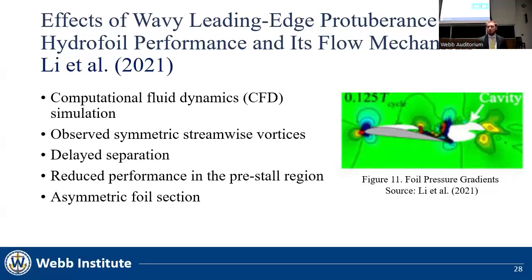Conducted CFD on foils with and without tubercles to determine their effects. They used a CFD simulation to model stall and cavitation. Figure 11 shows the results of one of their simulations. In this image, the gradients represent the pressure surrounding the foil, and the white area depicts the region in which cavitation was experienced. They did in fact see a reduction in cavitation with the addition of tubercles. They also observed that the tubercles create symmetric streamwise vortices, which help to delay the separation of the boundary layer. However, they also saw a reduction in performance in the pre-stall region. In this case, they used an asymmetric foil section and relied solely on simulation.